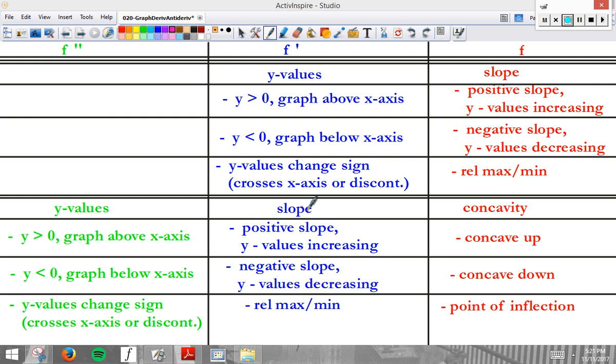The slopes of f prime, on the other hand, will tell me the concavity of f. A positive slope on f prime, the y values of f prime increasing, f prime is increasing, will mean f is concave up. F prime is decreasing will mean f is concave down. If f prime achieves a relative max or min, it will mean that f has a point of inflection. This is all because basically these two parts of the table shift over here, and the y values of f double prime are encoded as the slopes of f prime.